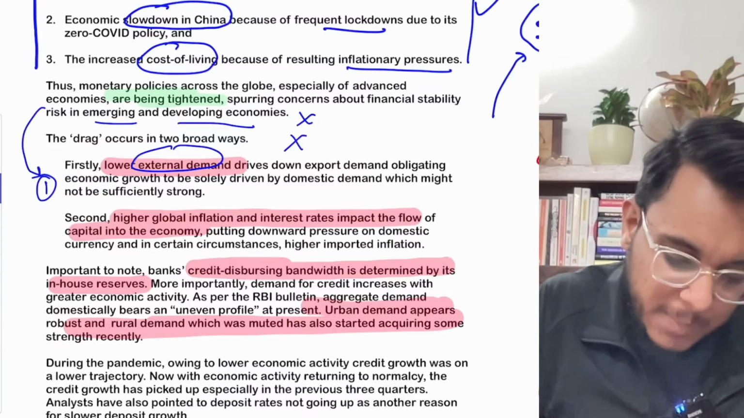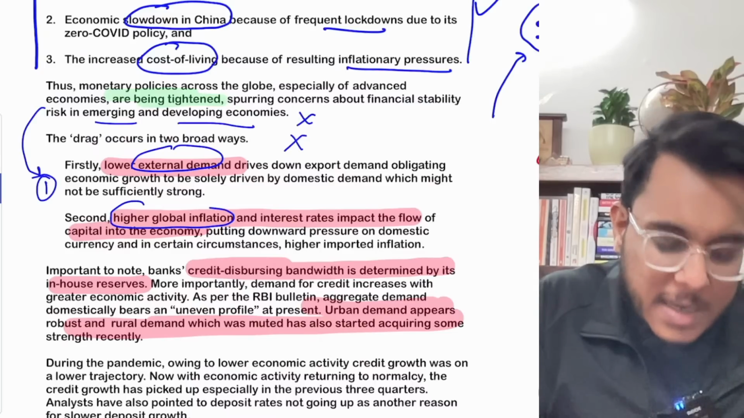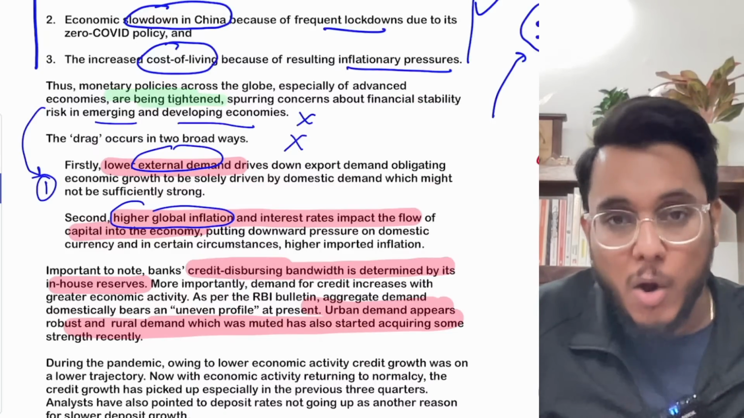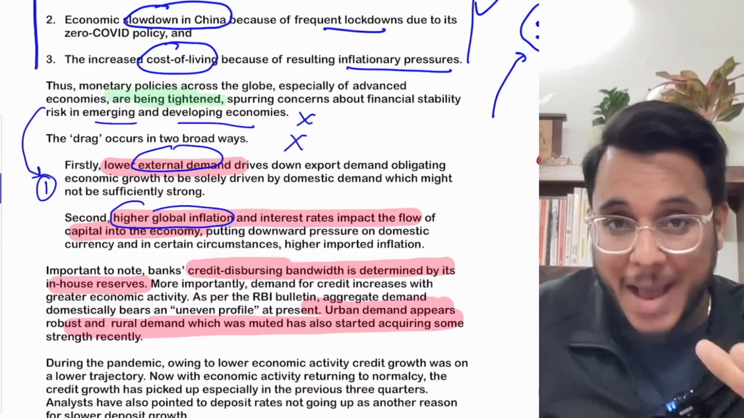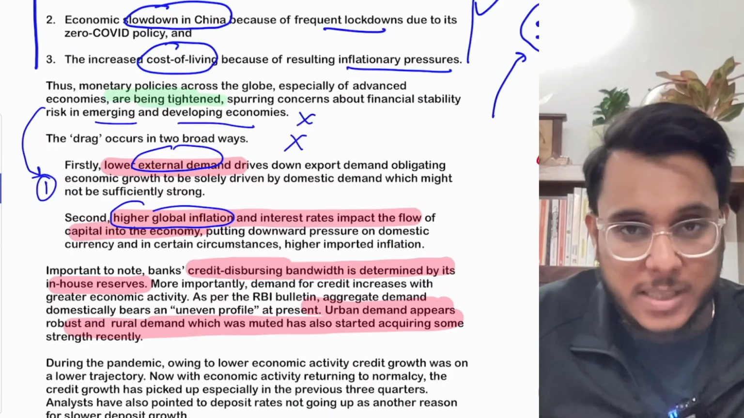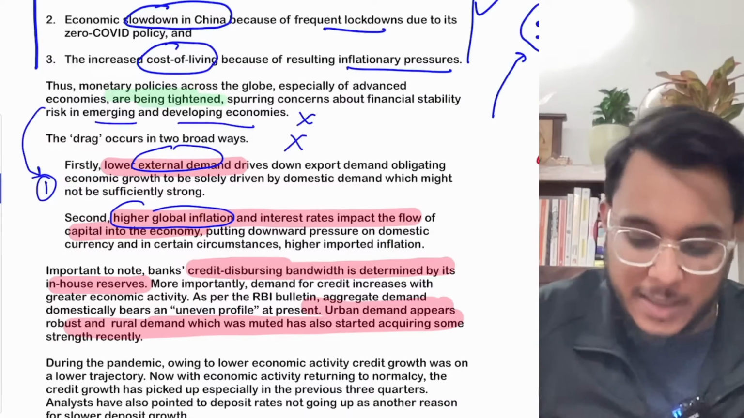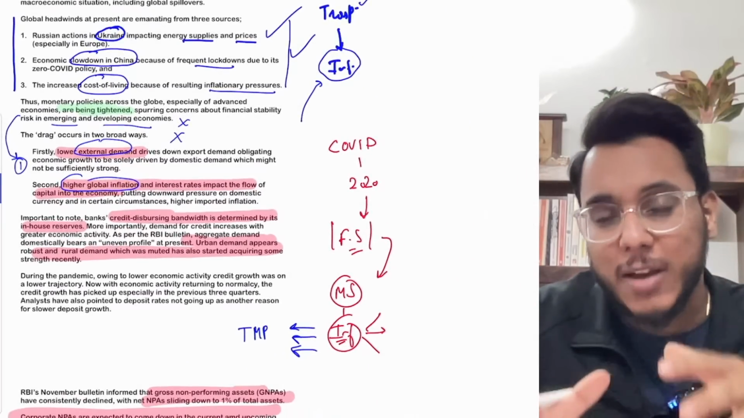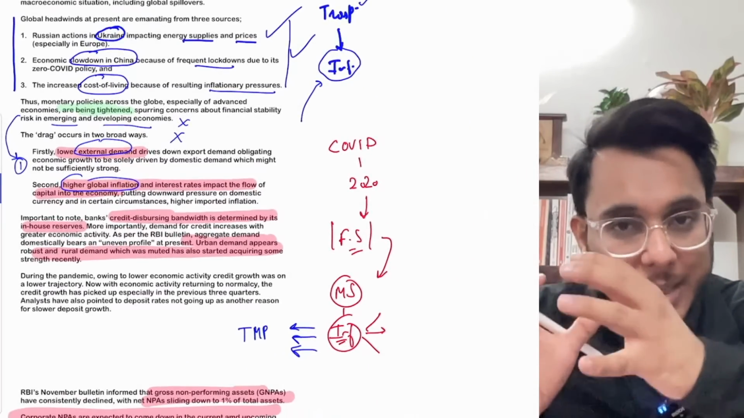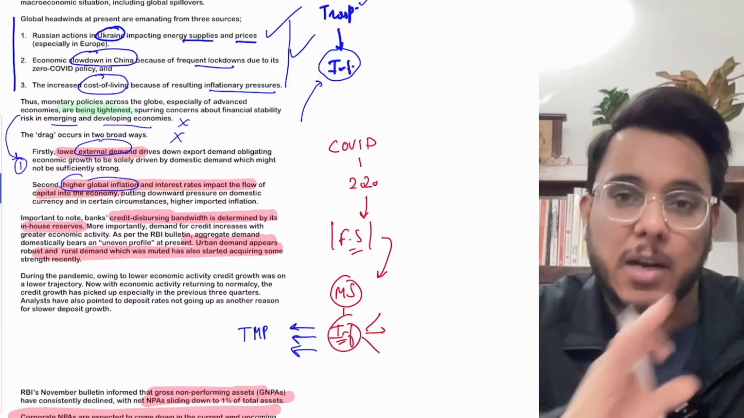Then the second thing coming here is that because of higher global inflation, and because the central banks of other countries are going for tight monetary policy, it is also leading to the withdrawal of capital from developing countries towards developed countries.